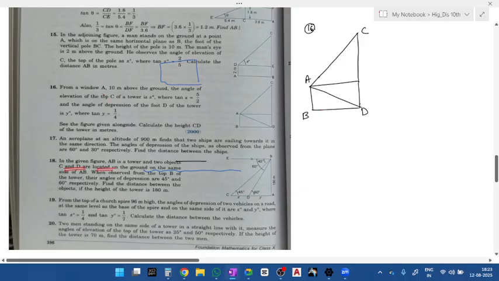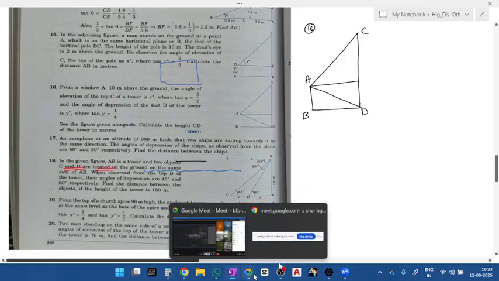Fine. Look at this question: from a window A above. Read the 16th one, students. All of you will read the 16th one.